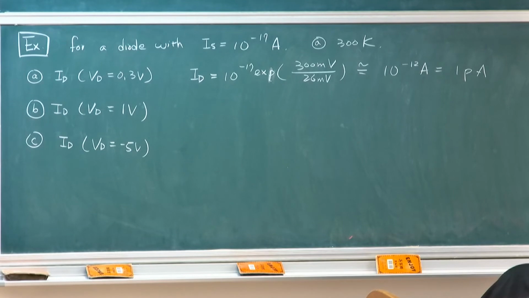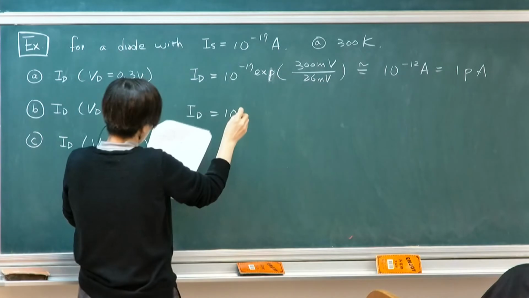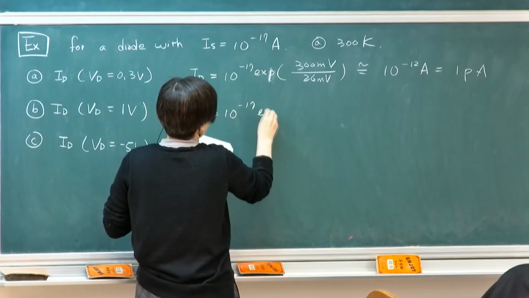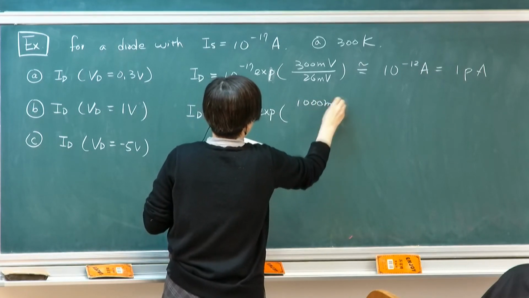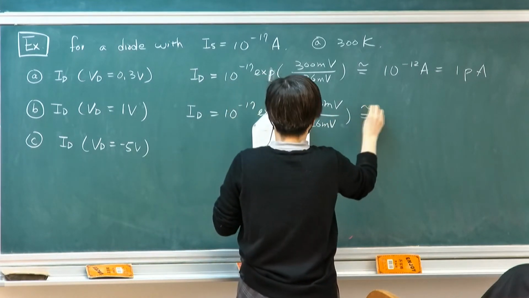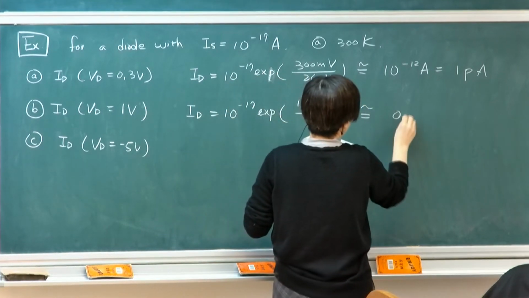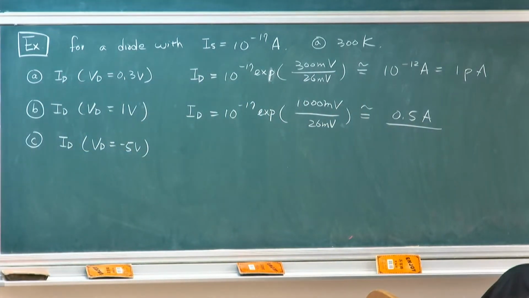Okay? So if I'm applying a voltage of 10 to the 17th exponential, let's say 1,000, 26 millivolt. This will then give me some current level about 0.5 amp. So this is very large. If you're talking about integrated circuit, this is fairly large, close to 500 milliamp. So it's probably the upper bound of how your circuit can survive.